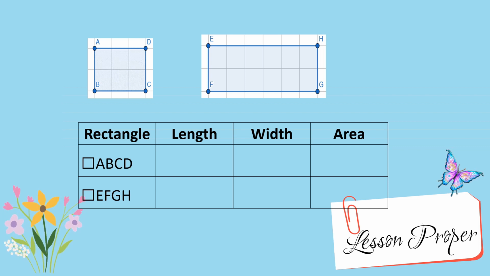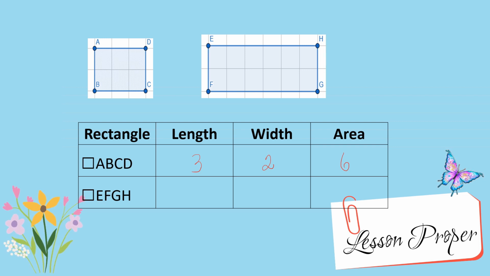Consider the two rectangles, rectangle ABCD and rectangle EFGH. If the length of rectangle ABCD is 3 units and its width is 2 units, what is its area? By counting, we get 1, 2, 3, 4, 5, 6. The area is 6 square units.